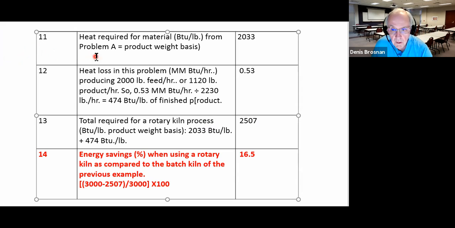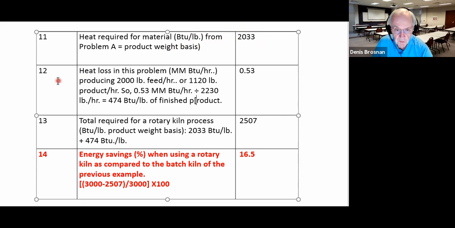So the heat required for the material, BTUs per pound, even though I used 8,000 pounds in the model and didn't need to, I should have used 2,000. Per pound, it's going to work out to 2,032 BTUs, the heat required of the load per pound.